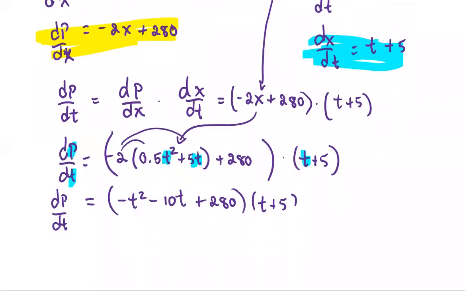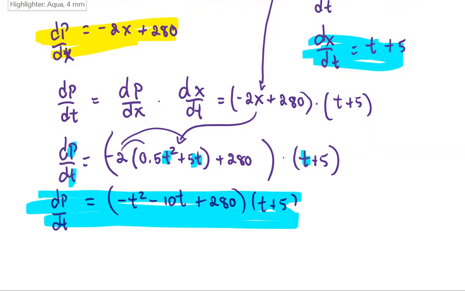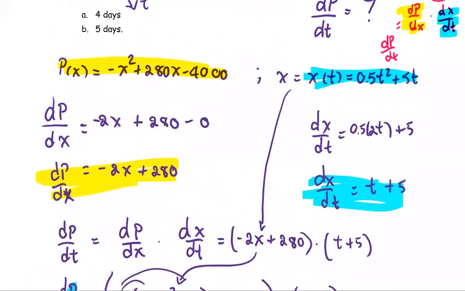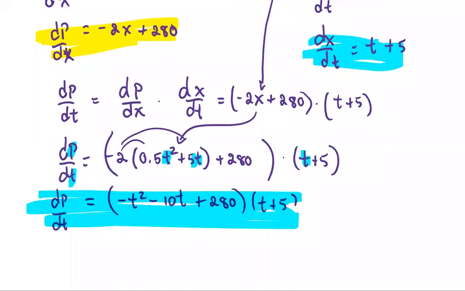Right now we get the derivative of p with respect to t, or we can say at this step we get the rate of change of the profit with respect to time. I'll put the note here: this is the rate of profit, which is p, with respect to time, which is t.